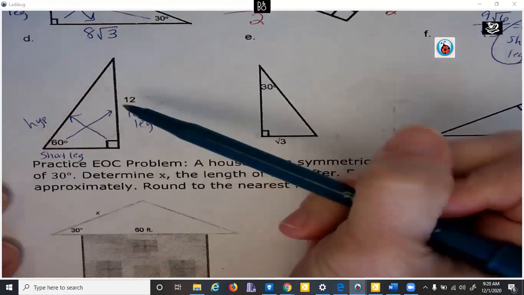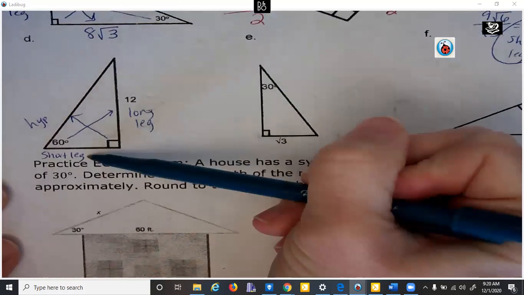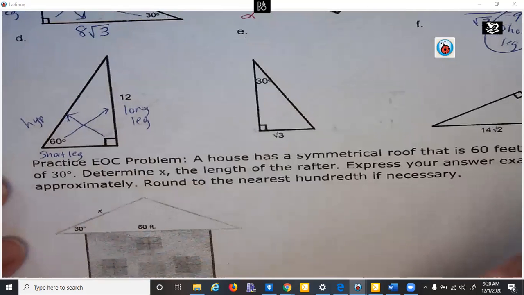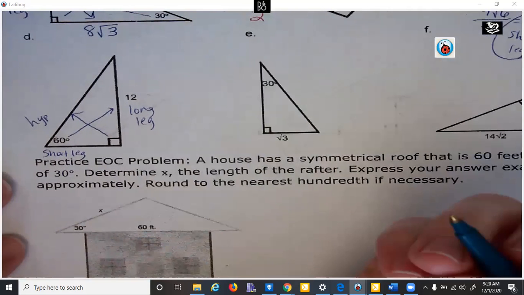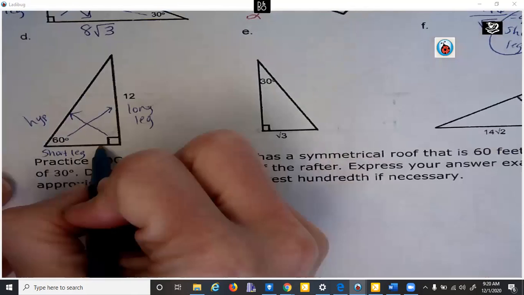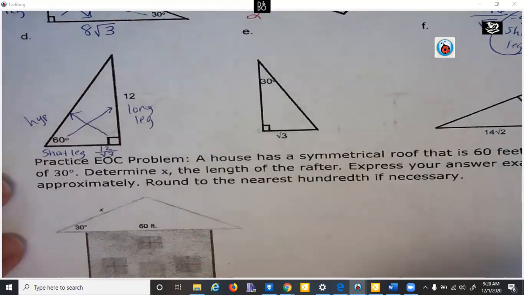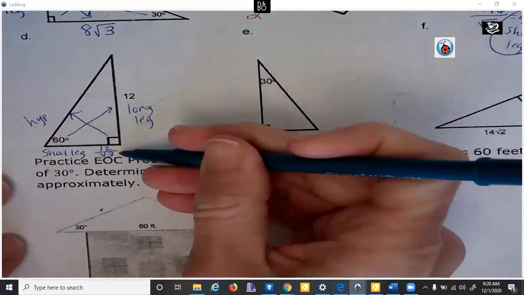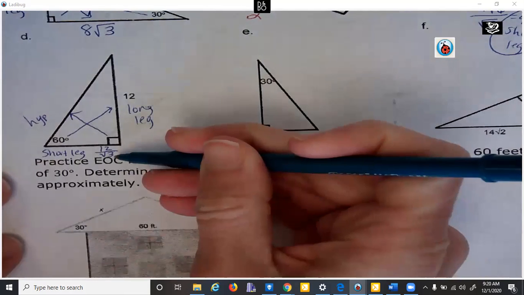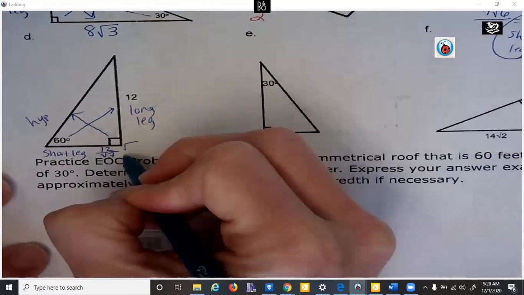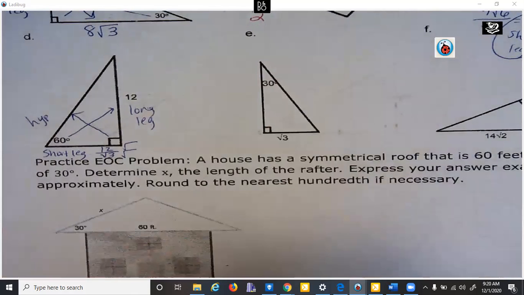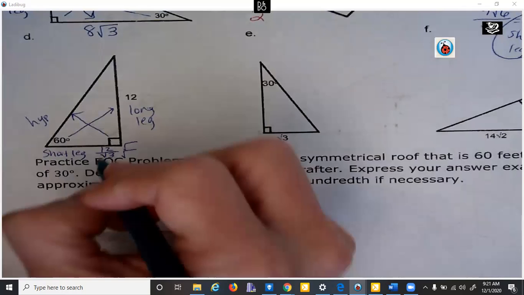To go from the long leg to the short leg, are we going to multiply or divide? Divide. And we're going to divide by square root of 3. You cannot have a square root in the denominator in your answer. So we need to multiply. What do we multiply the top and bottom on this one? Square root of 3, good.